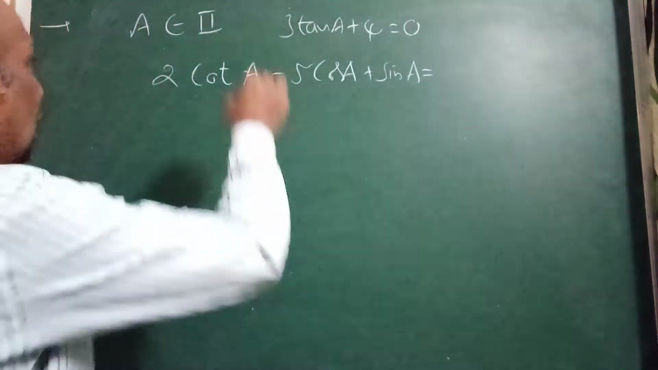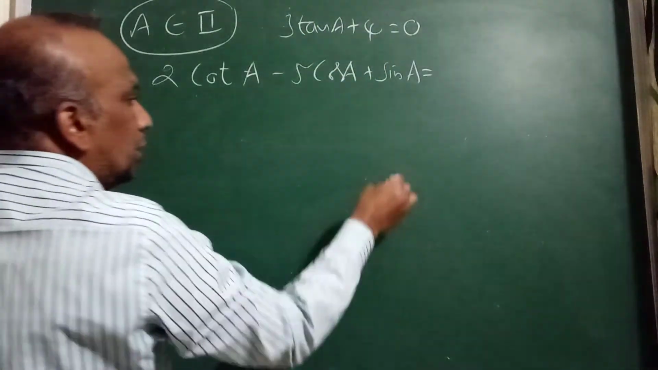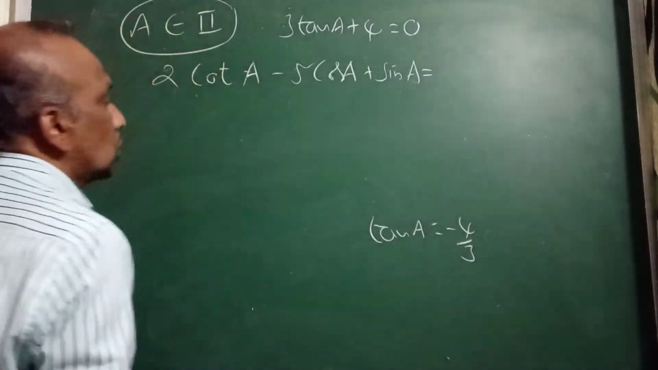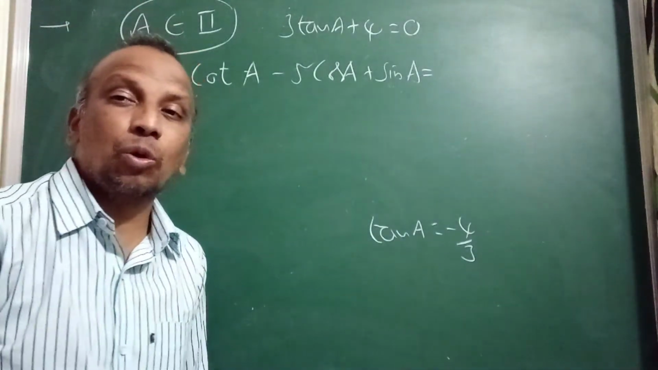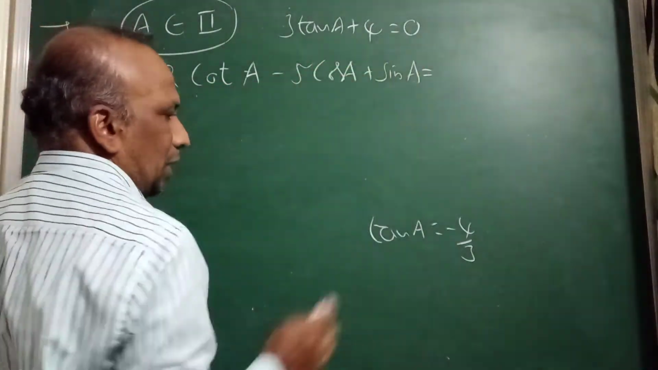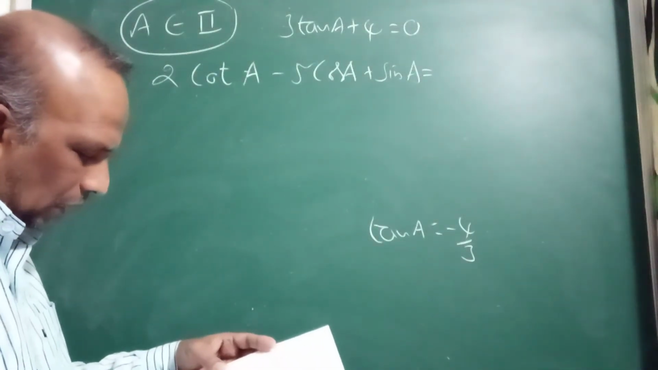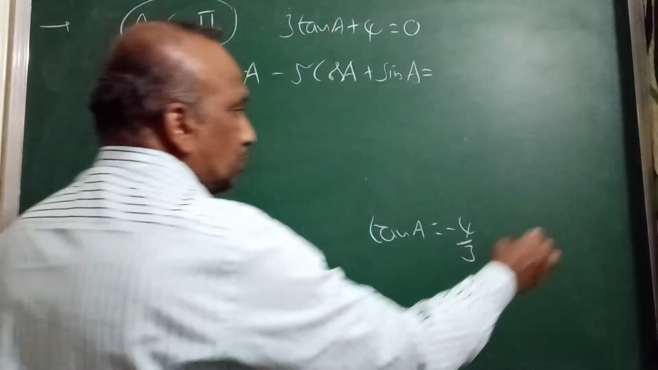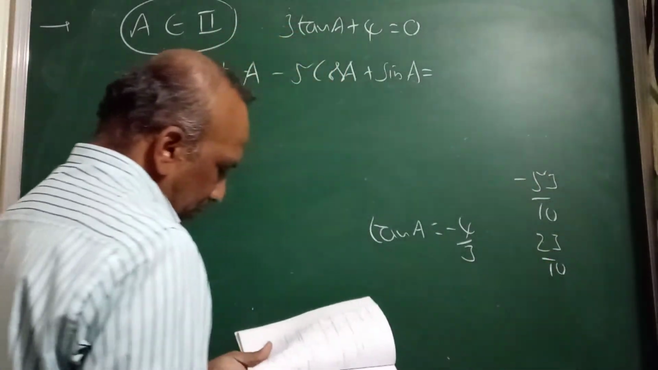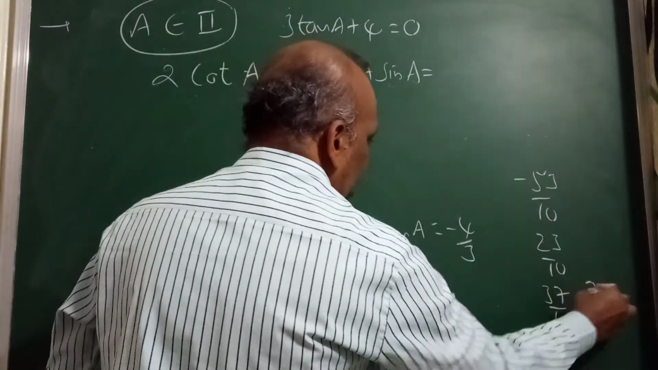They have given that A belongs to the second quadrant and 3 tan A plus 4 equals 0. So I can write tan A equals minus 4 by 3. In the second quadrant, sine and cosec are positive, and the remaining functions are negative. So I want cot A, cos A and sin A. In this problem, the given answers are minus 53 by 10, 23 by 10, 37 by 10 and 7 by 10.